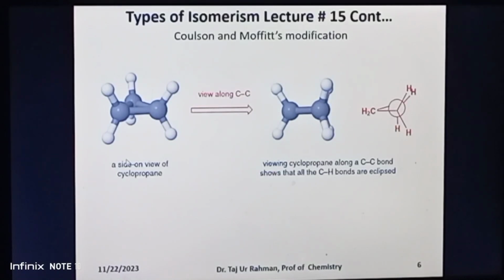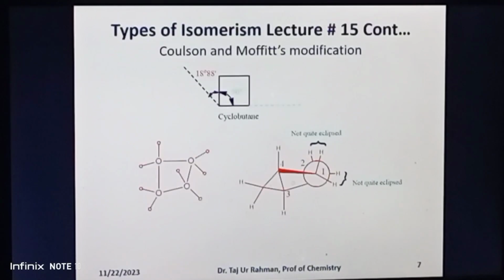This is a side-on view of the cyclopropane. Viewing cyclopropane along the carbon-carbon bond shows that all carbon-hydrogen bonds are eclipsed. This is the Newman projection of cyclopropane. Now look at the structure of cyclobutane. This is the Newman projection of cyclobutane, which shows that these two hydrogens and these two hydrogens are not quite eclipsed.